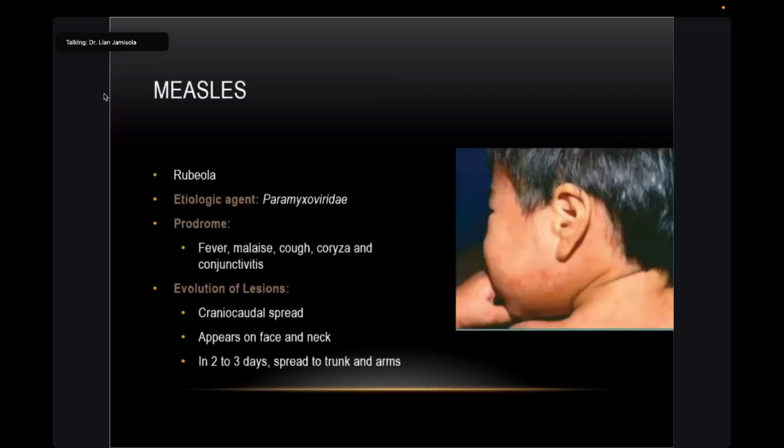Say rubeola or measles. So remember, measles is rubeola; German measles is rubella. Measles or rubeola: the etiologic agent is a Paramyxoviridae virus. You have fever, malaise, cough, coryza, and conjunctivitis. The lesions present with craniocaudal spread, initially on the face and neck, and then in 2 to 3 days, it will spread to the trunk and arms.